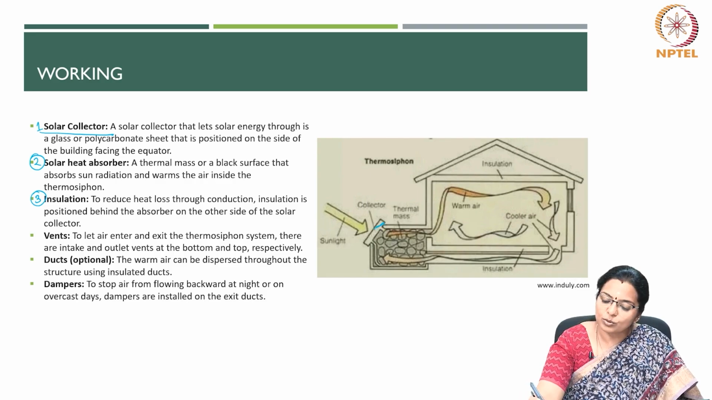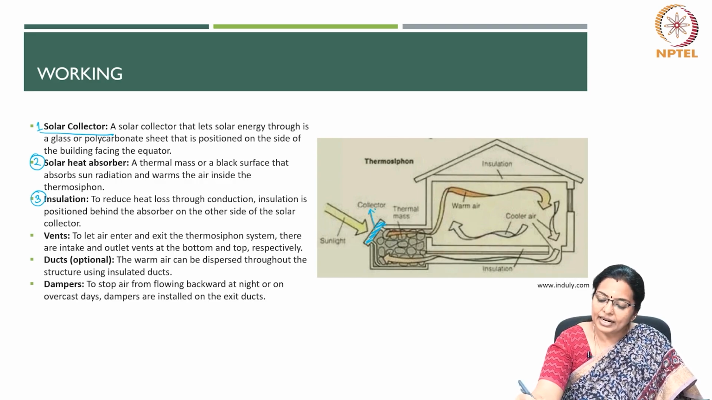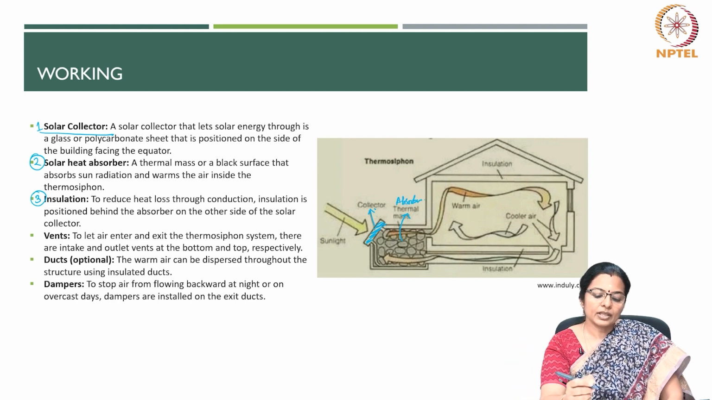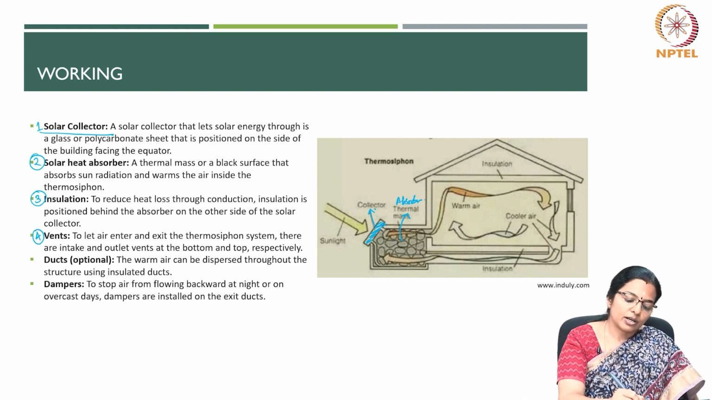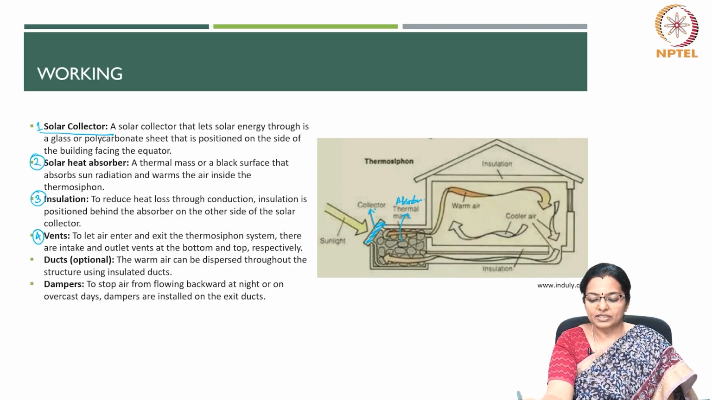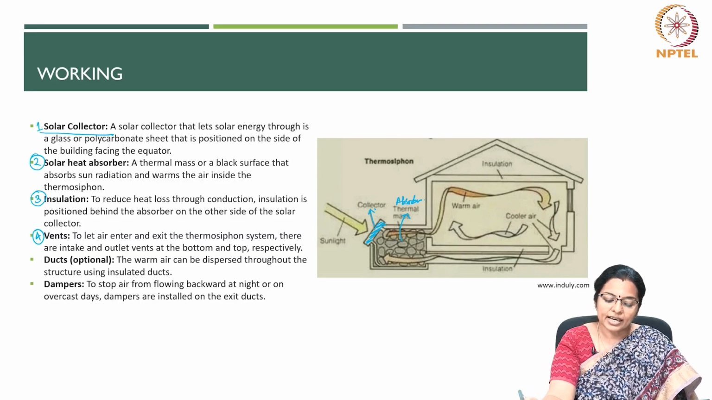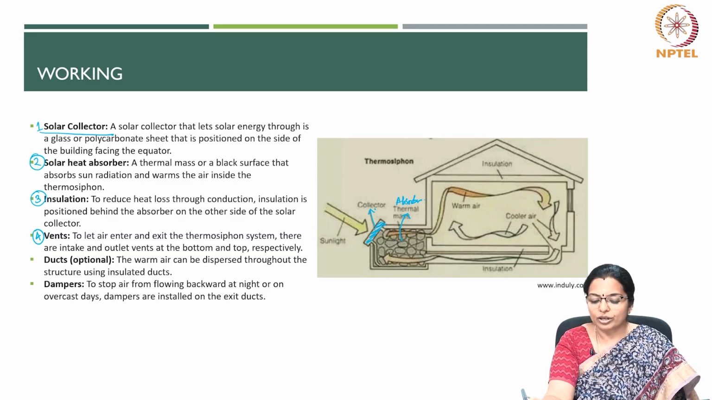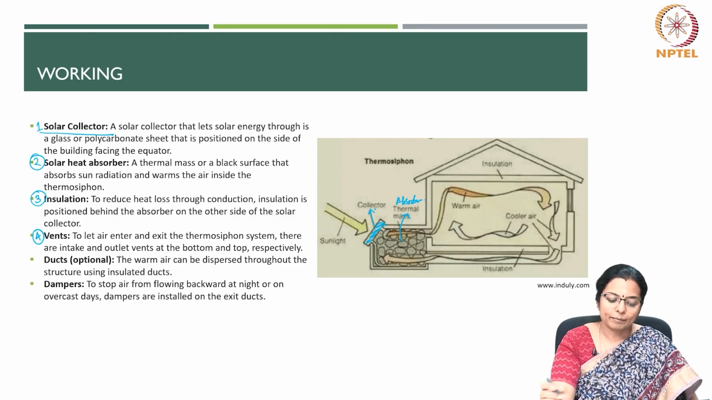So, this is the solar collector and this is the absorber, which is a thermal mass. Then vents are placed to let air enter and exit the thermosiphon system, and they are there as the intake and outlet vents at the bottom and top respectively.